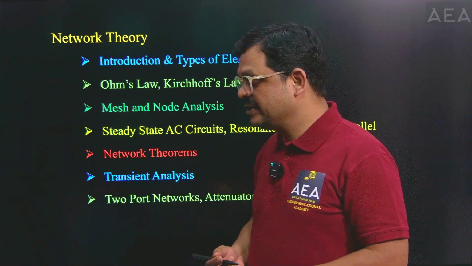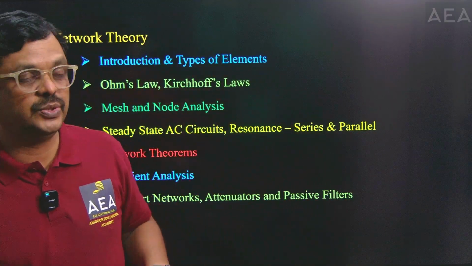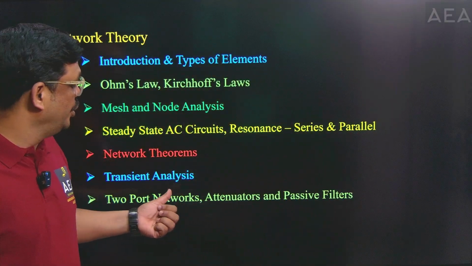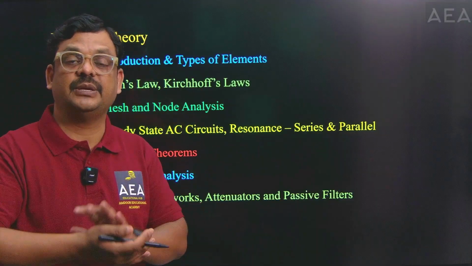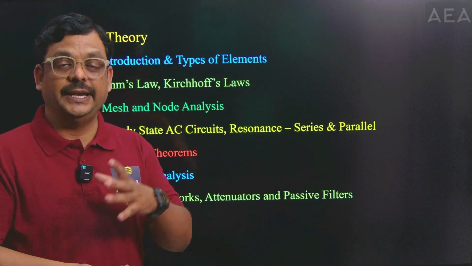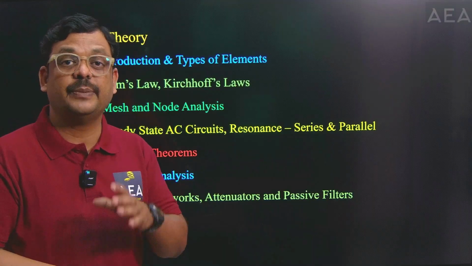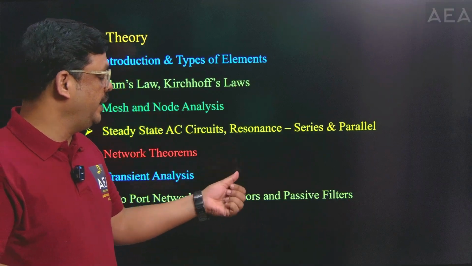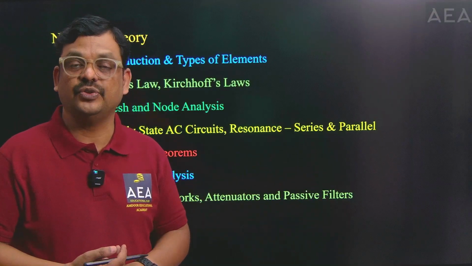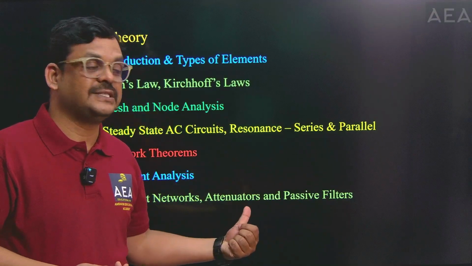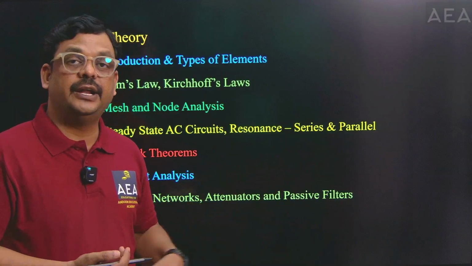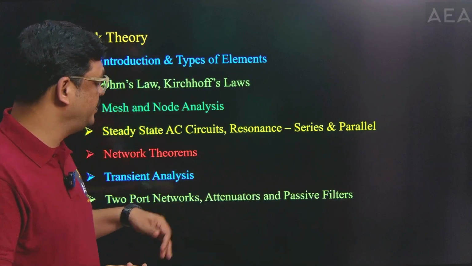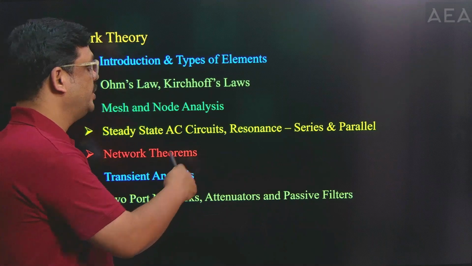Later I will explain another topic, two-port networks. This is also one of the important concepts. Two-port networks are generally used in some other subjects like analog electronics, EDC (electronic devices and circuits), and power systems also. So this is also a very important concept. And what is an attenuator, and what are passive filters? What is the importance of attenuators, and how many types of passive filters are there? Those concepts are generally considered under two-port networks.